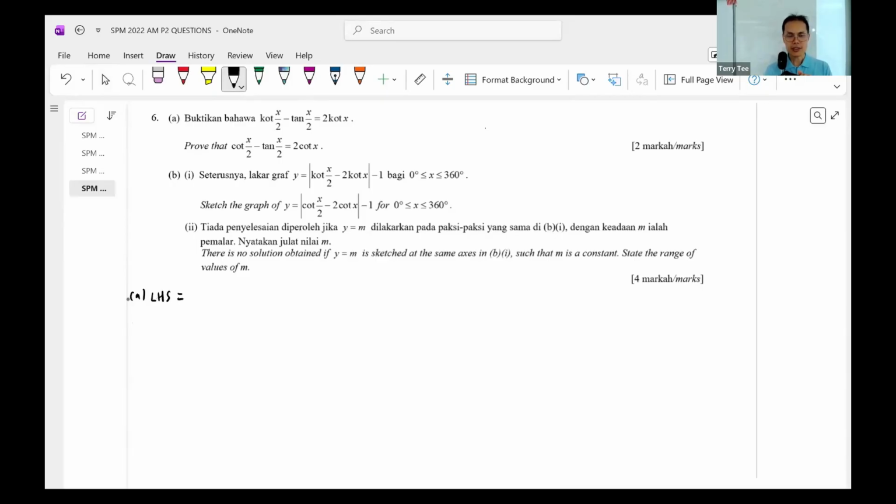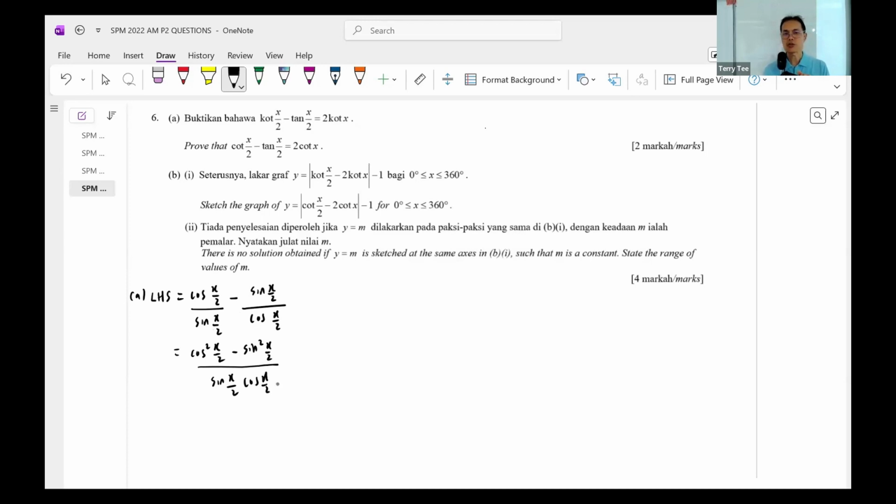Cotangent is given as cos over sine. But there's an x over 2 here, so it's cos x over 2 divided by sine x over 2. And tangent is defined as sine over cos, so let me write here, sine x over 2 divided by cos x over 2. So can we cross multiply? Cos multiplied by cos is cos squared. Sine multiplied by sine is sine squared. You divide by sine times cos. Basically, I'm going to combine this as a single fraction.